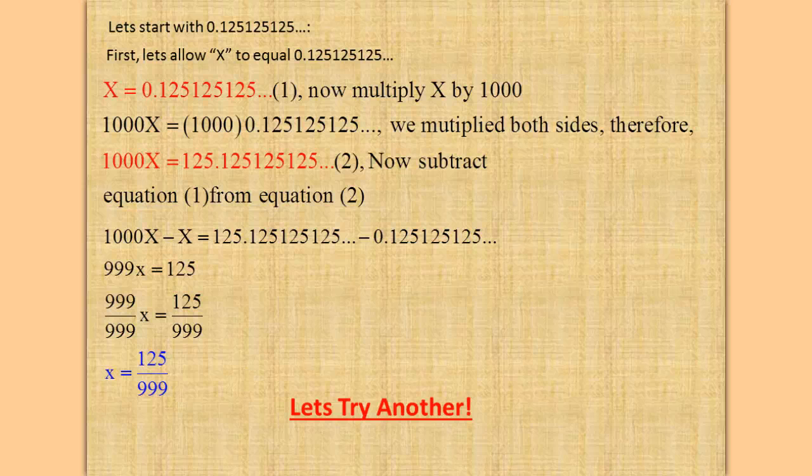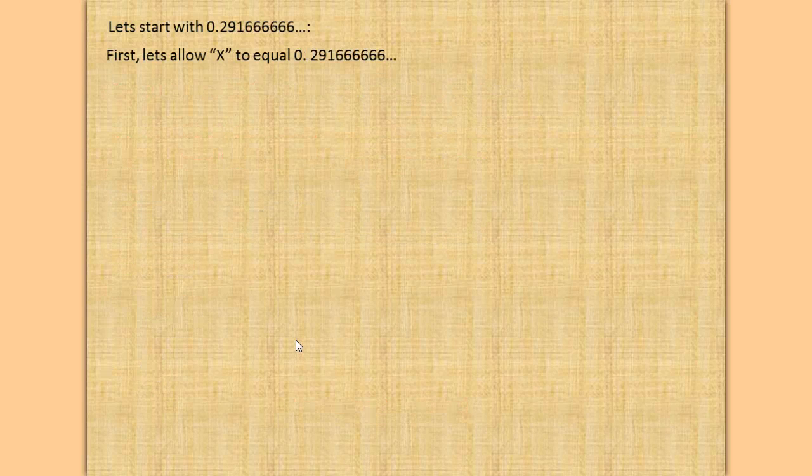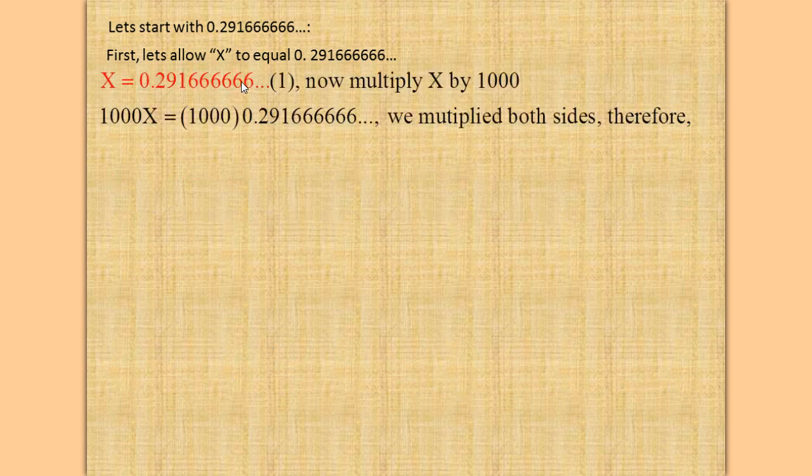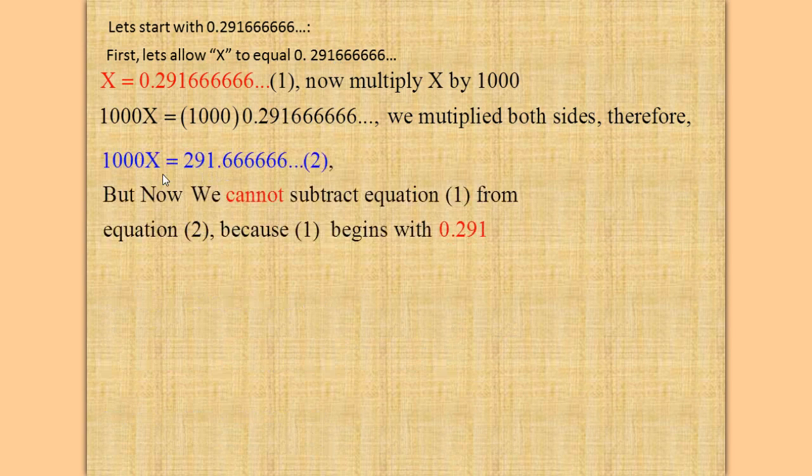Okay. Let's try another. Let's start with 0.2916666. Now the repeating part is 66666. So first let's allow x to equal our repeating decimal. And we multiply by 1,000 to get to the repeating decimal. So 1,000x equals 291.666, and we've gotten to the repeating decimal. But now we cannot subtract equation 1 from equation 2 because equation 1 begins with 0.291.